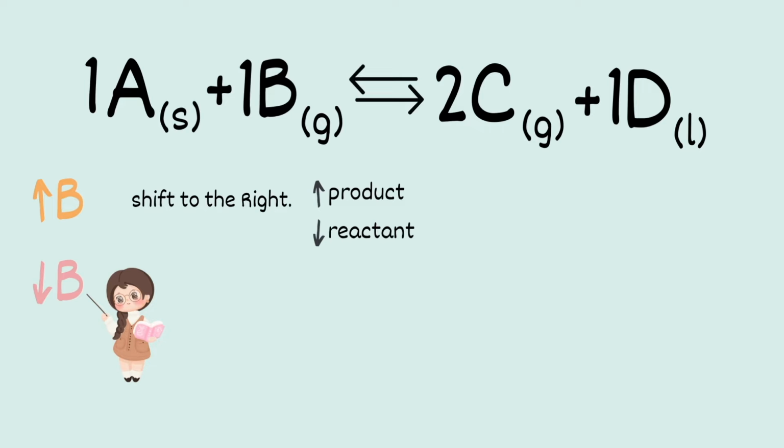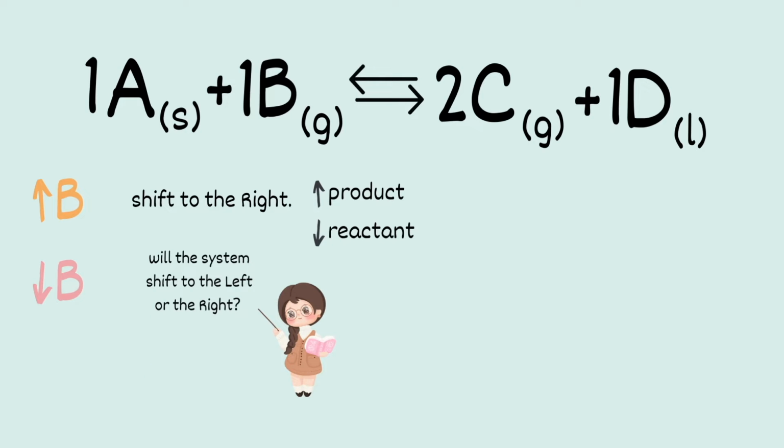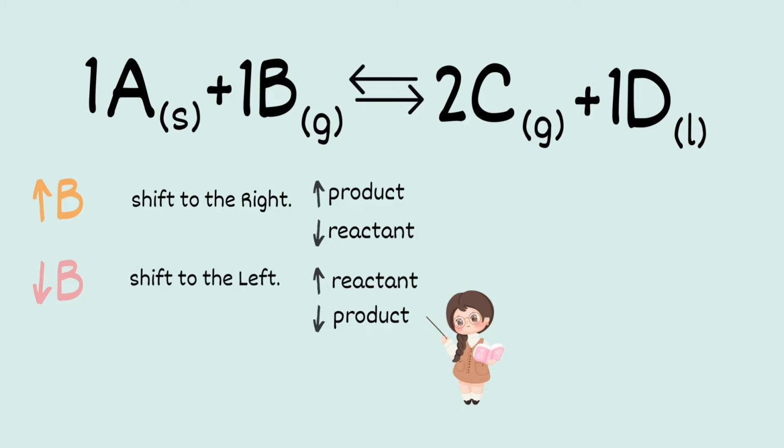What if we decrease B? Will the system shift to the left or to the right? The system will shift to the left. Because there was less B reactant, the system shifted in the direction of the reactant to make more. A shift to the left increases the reactant and decreases the product.